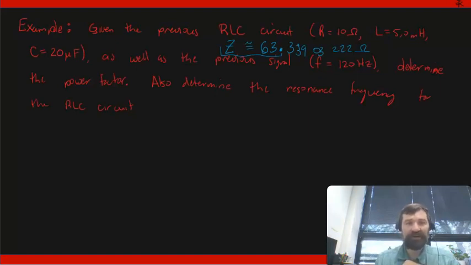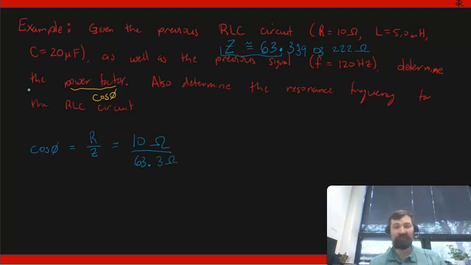So the power factor that we're looking for here would be cosine phi. And cosine phi, again, is given by R divided by Z. So that's 10 ohms, because R was 10 ohms before, divided by 63.3 etc. ohms. If I plug that into my calculator, I end up getting a power factor of about 0.15788. So let's call this a power factor of 0.16.